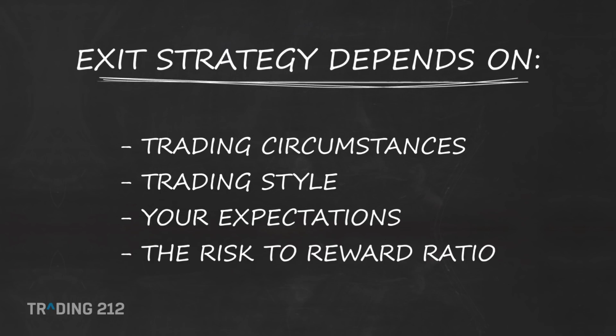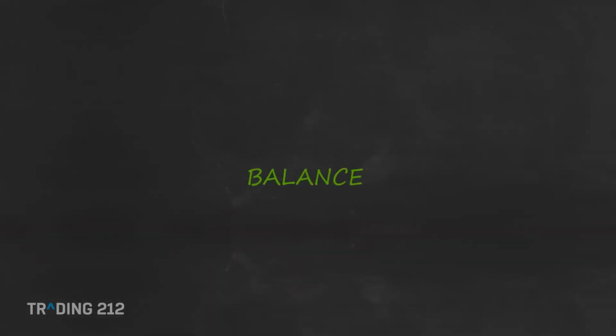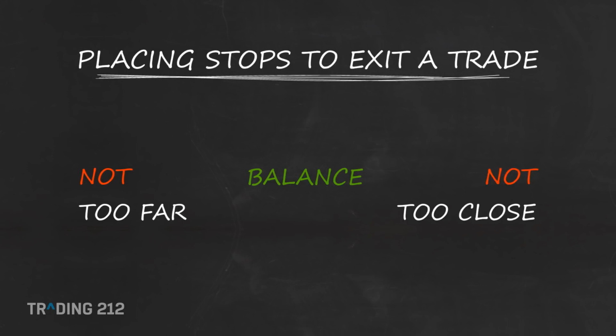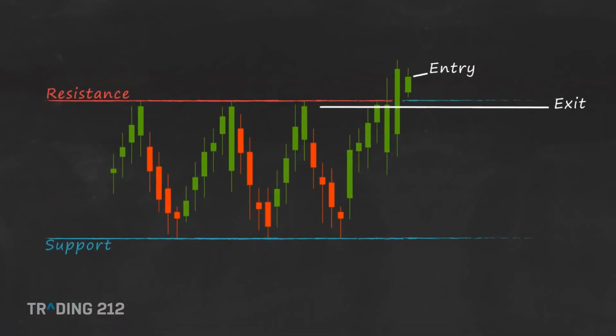The balance you have to consider when placing your stops to exit your trade is to set them not too far so that you don't lose too much money if the market turns against you, and not too close so that small price fluctuations take you out of your trade too early. In this case, we could decide to place it right about here, which would be at our maximum permissible loss.